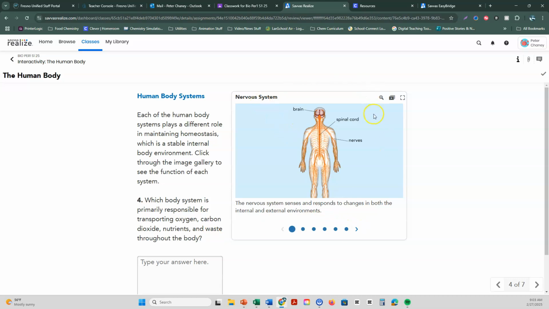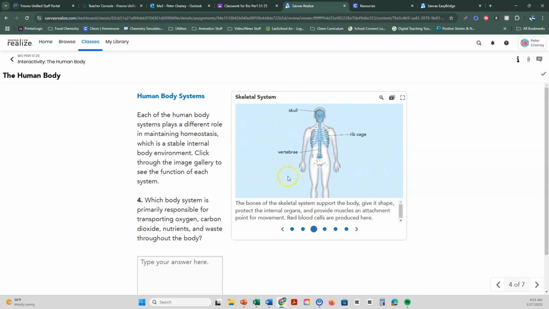So right here we have the nervous system made up of the brain, spinal cord, and nerves. The nervous system senses and responds to changes in both the internal and external environments. The circulatory system is arteries, veins, and the heart primarily. So the circulatory system transports materials throughout the body, including nutrients, hormones, oxygen, and cells.